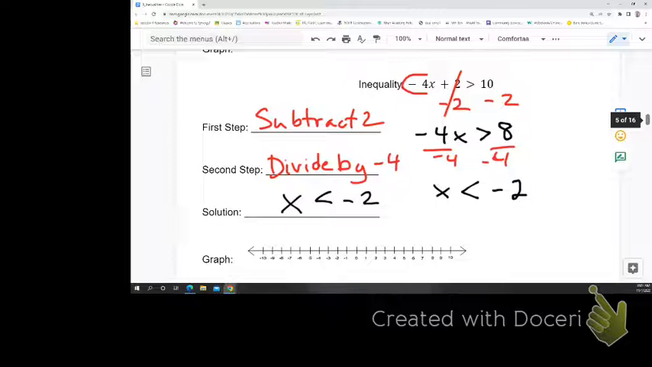So now negative 2 again gets an open circle because it does not have the or equal line. And then our shading is going to go back to the left. Less goes to the left.